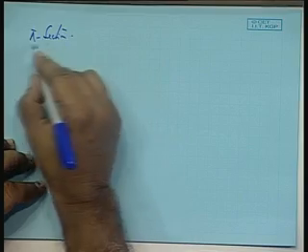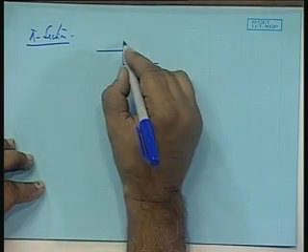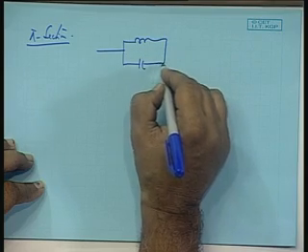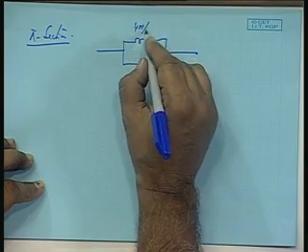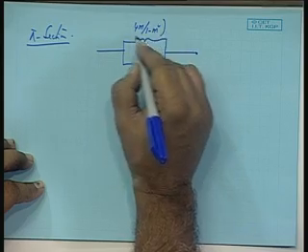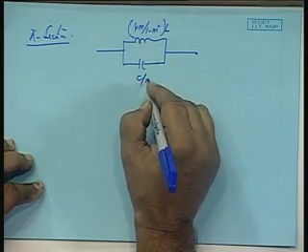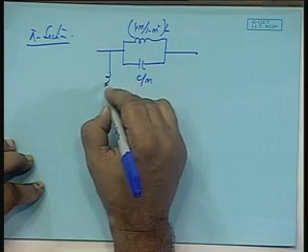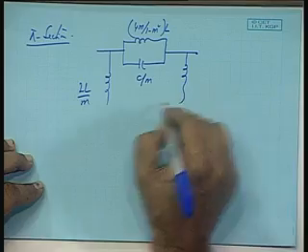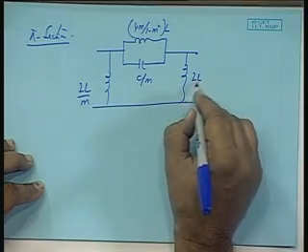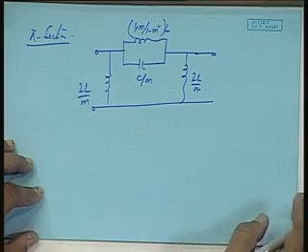And the pi section for a high pass will be similarly 4m by 1 minus m square L, and this will be C by m, this is 2L by m, 2L by m.